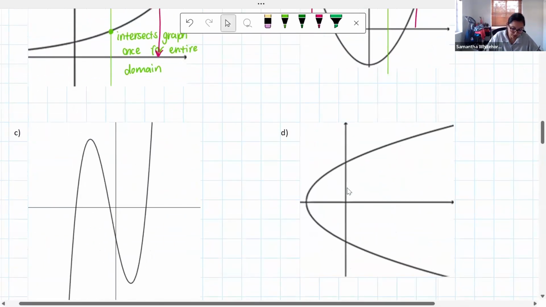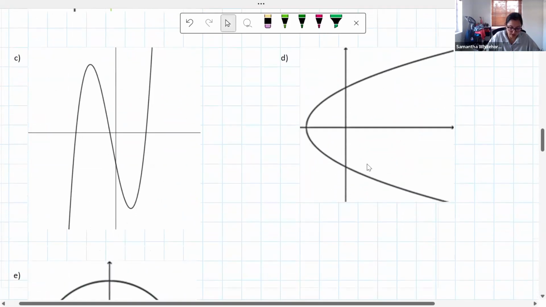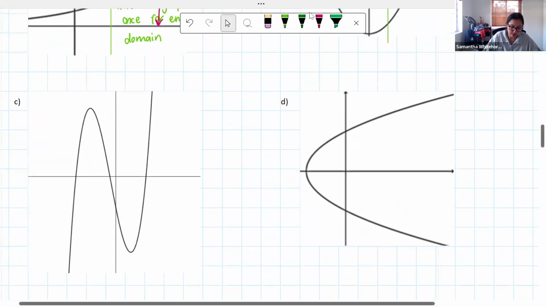All right, let's try C and D for me. You guys can try both of them. So is it a function or is it a relation? And then what type? You can put it on the group. Just remember to label C and D.